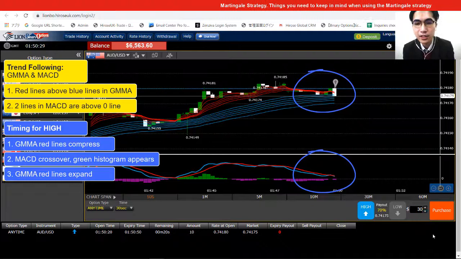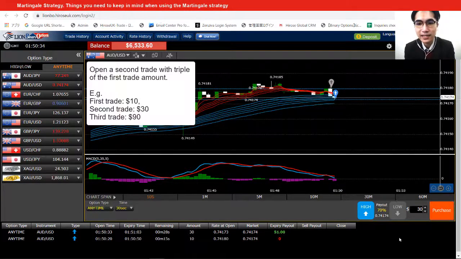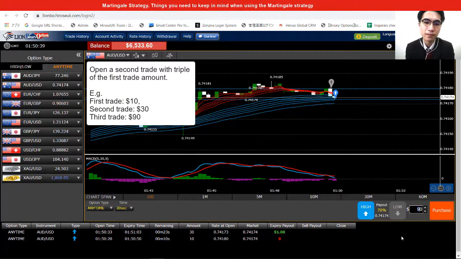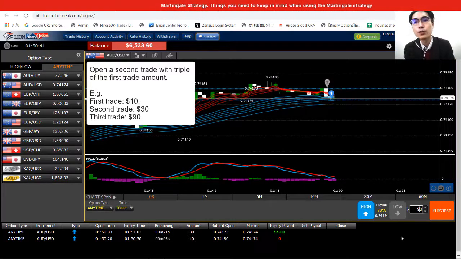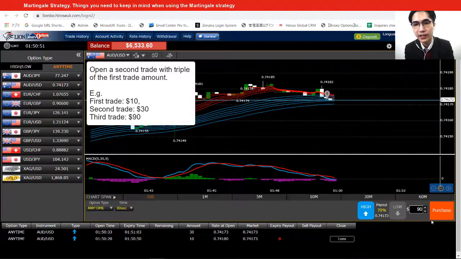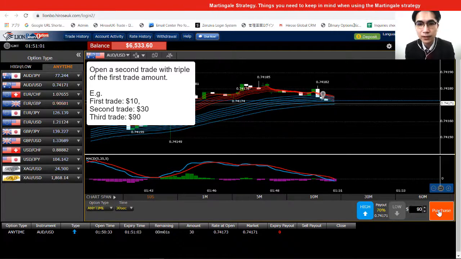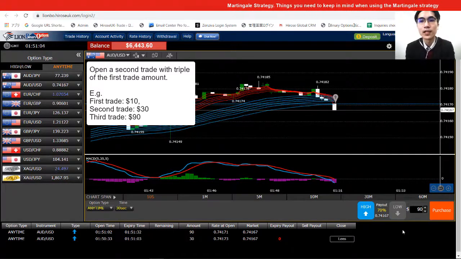So that's how I use this GMMA and MACD strategy. So now you see the price is going against me, so I place a second trade here. So the basic of this Martingale strategy is that you will be placing a triple amount of the previous trade that you made. So in the previous trade, I traded with $10. So in the second trade, I'll be trading with $30. So now the price is still going against me, so I'll place a third trade with $90. Okay, so I placed a third trade.